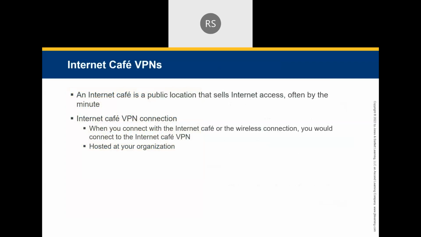Now, when an internet cafe VPN connection is used, users connect to a VPN server that's hosted by their organization, regardless of where their physical location is. This connection encrypts the user's internet traffic, protecting it from potential threats and ensuring privacy while browsing the web.